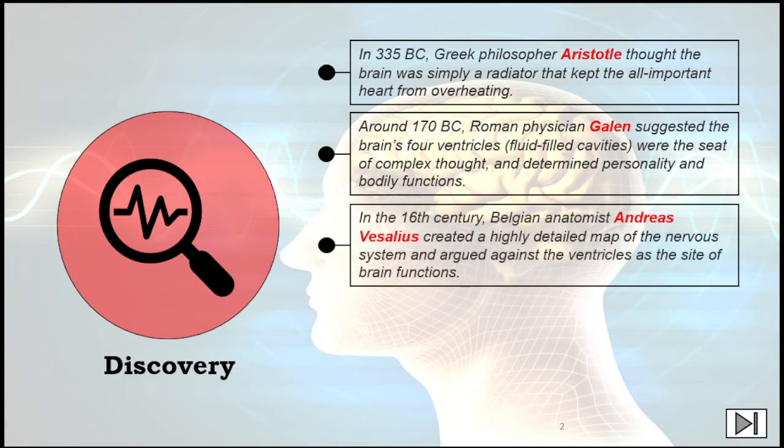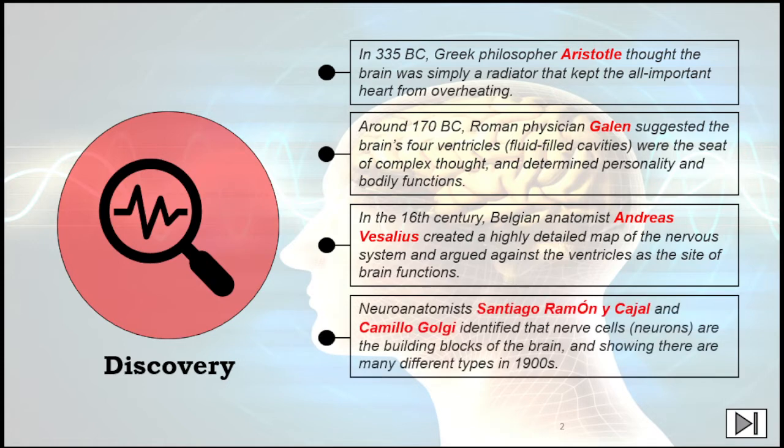In the 16th century, Belgian anatomist Andreas Vesalius created a highly detailed map of the nervous system and argued against the ventricles as the site of brain functions. Neuroanatomists Santiago Ramon y Cajal and Camilo Golgi identified the nerve cells as the building blocks of the brain and showed there are many different types in 1900s.